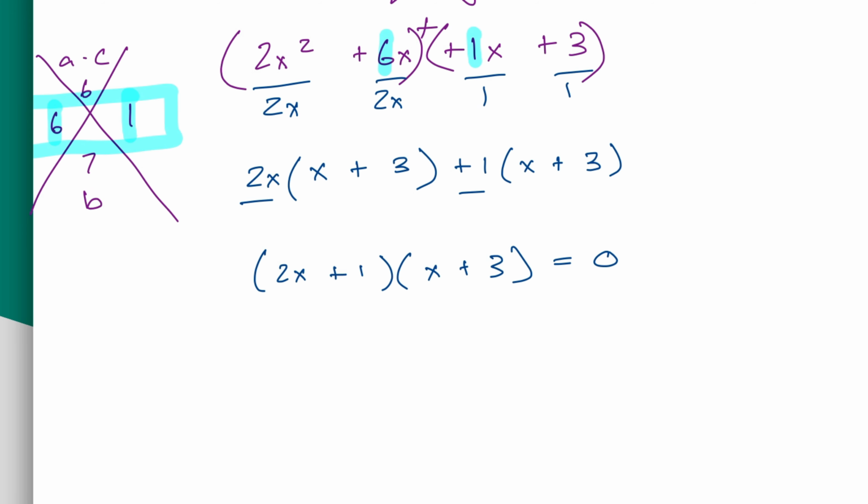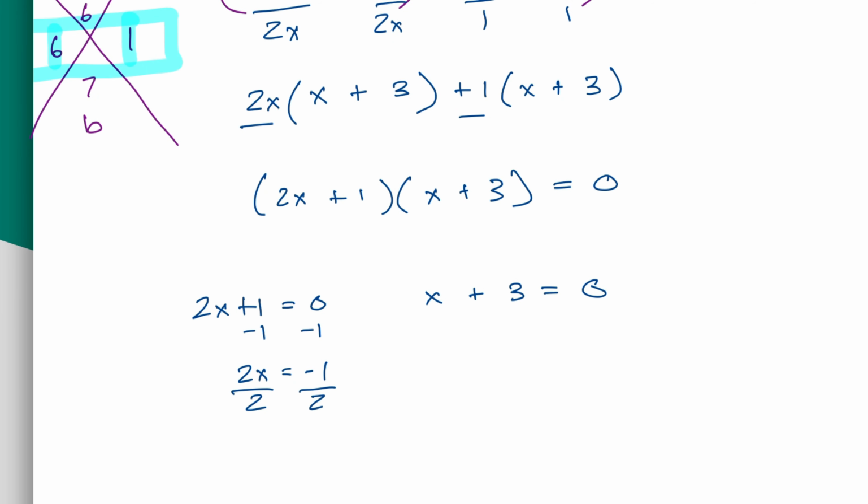So you make your 2 equations. 2x plus 1 is equal to 0, and x plus 3 is equal to 0. All right. And then we solve for x. Minus 1, minus 1. You get 2x equals negative 1. Divide by 2. You get x is equal to negative 1 over 2. Minus 3. You get x is equal to negative 3. These are your 2 answers.